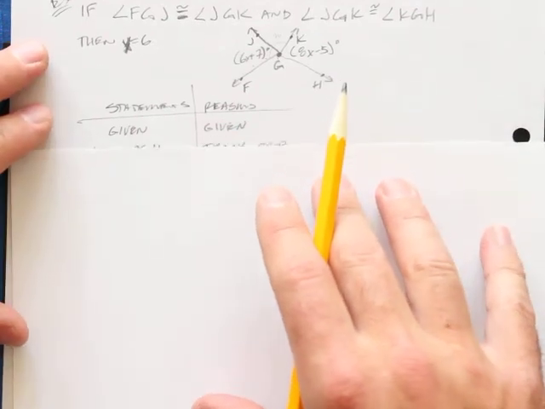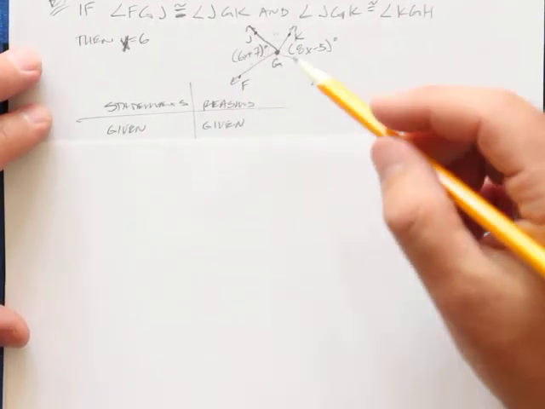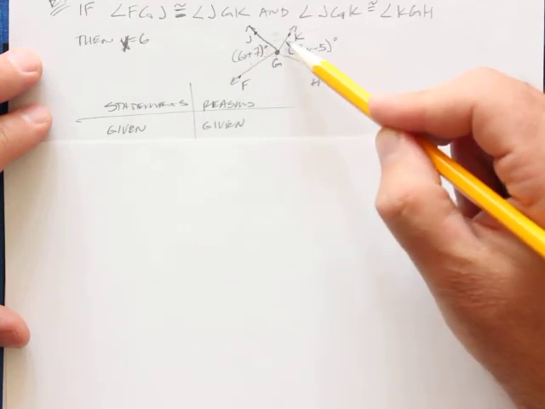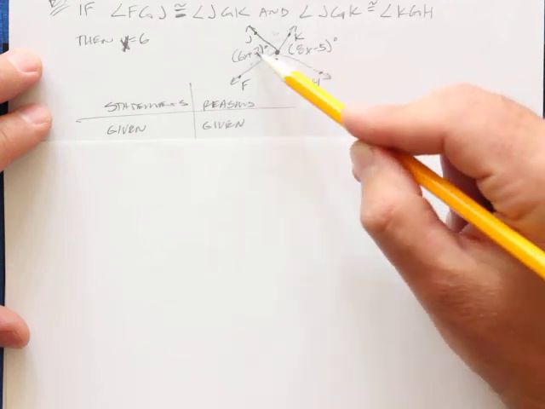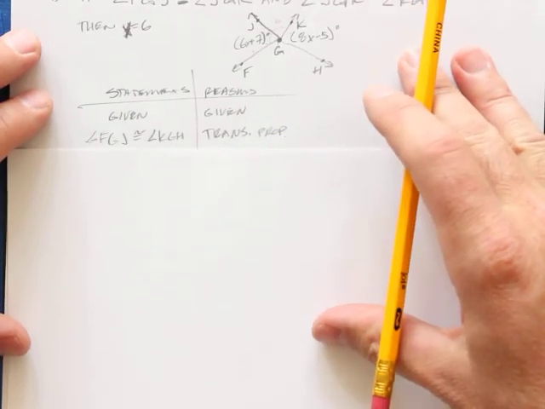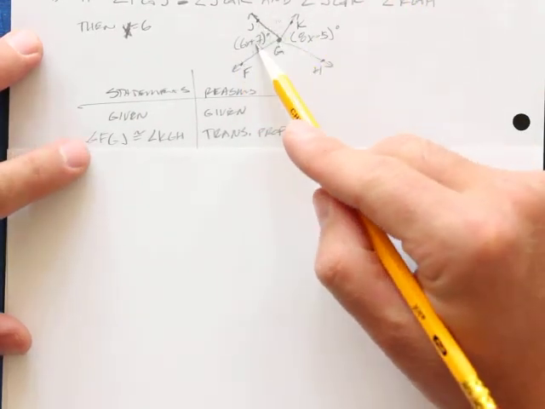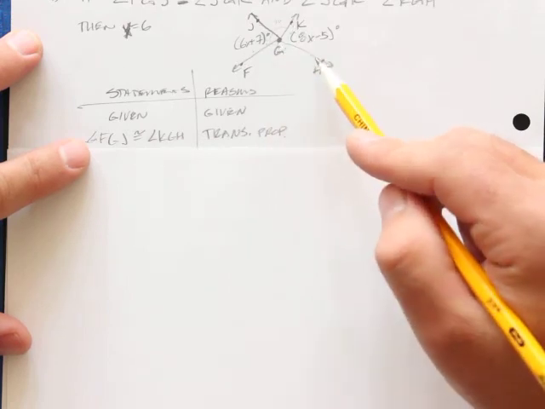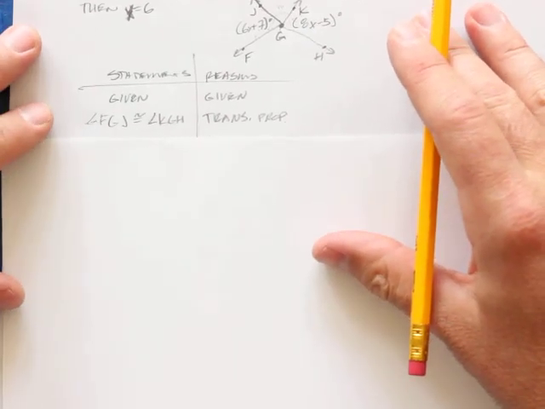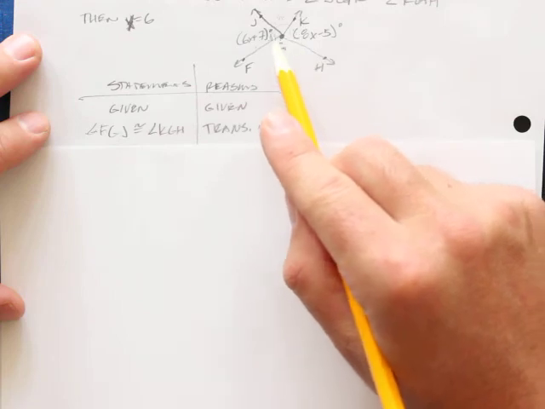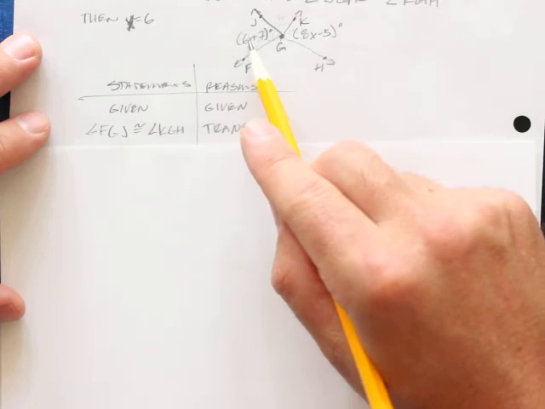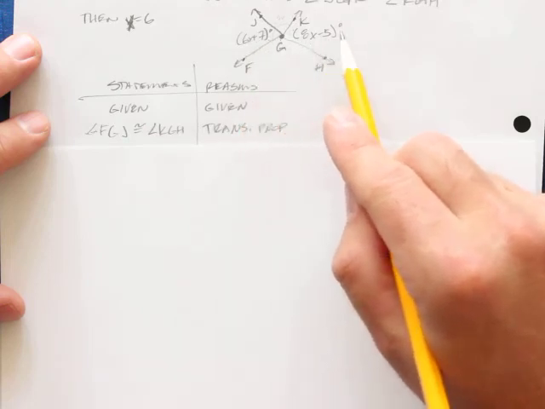All right. So the first thing I'm going to do is I know that this angle and this angle are congruent, and this angle and this angle are congruent. I want to say that these two angles are congruent. And they are because of the transitive property. So I'm going to say FGJ is congruent to KGH by the transitive property. Then, since these are congruent, their measures are equal. And so now I can say 6 plus 7 equals 8x minus 5.